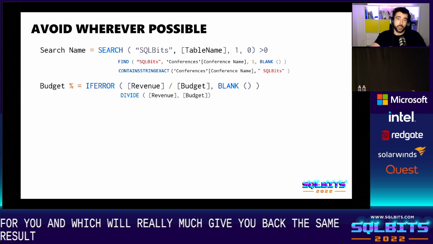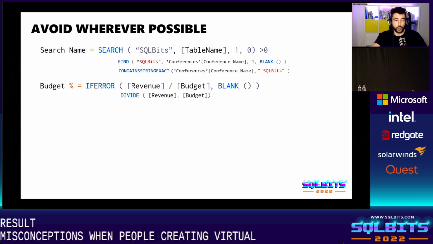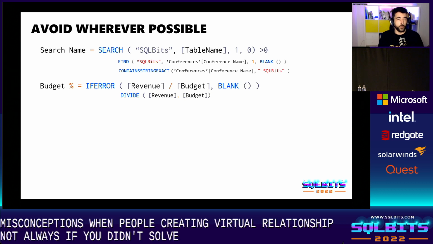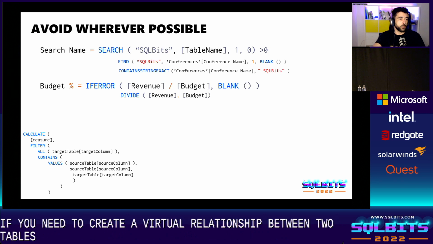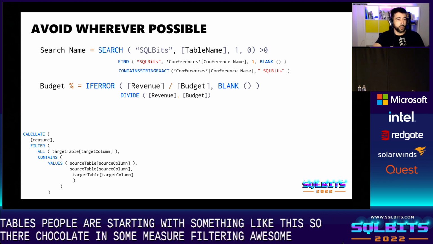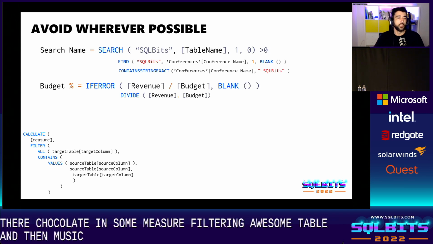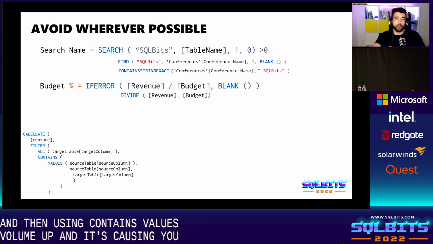Then there are also some misconceptions when people are creating virtual relationships. So we cannot always solve it in a model, and if we need to create a virtual relationship between two tables, people usually start with something like this. So they are calculating some measure, filtering over some table, and then using contains and values to create that virtual relationship.